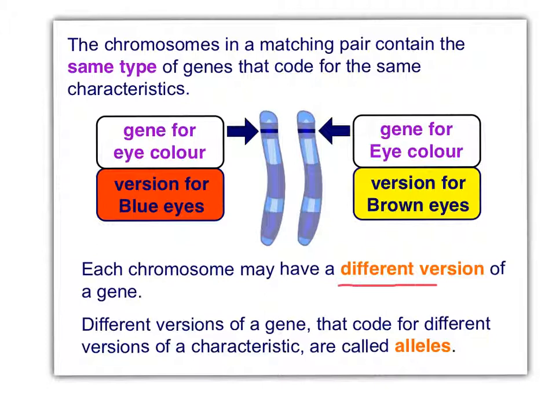However, they might have a different version. So for example, the chromosome you've inherited from your mother, you might have a version for blue eyes, whereas the version you inherited from your father, okay, so your dad's, you might have inherited a version for brown eyes. These different versions of a gene are called alleles.